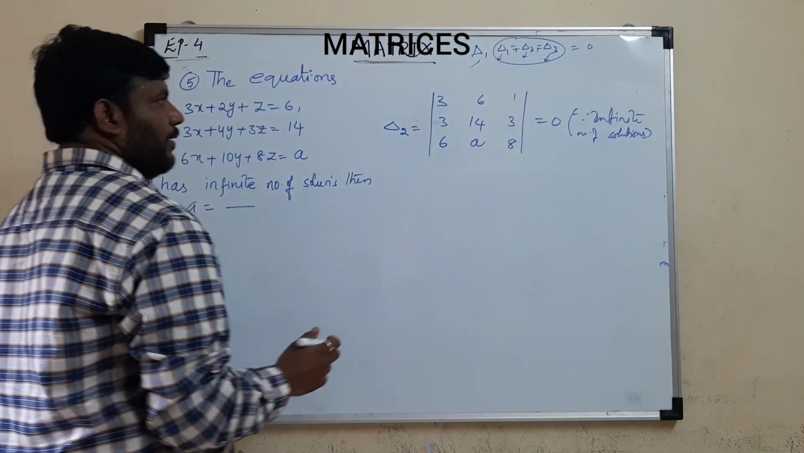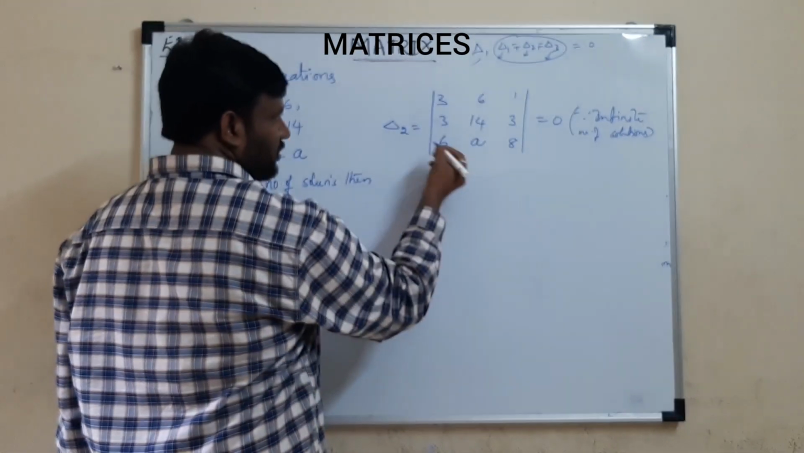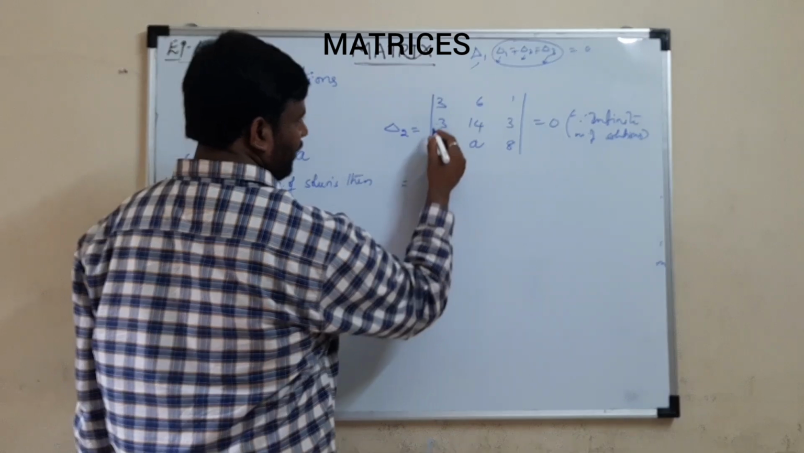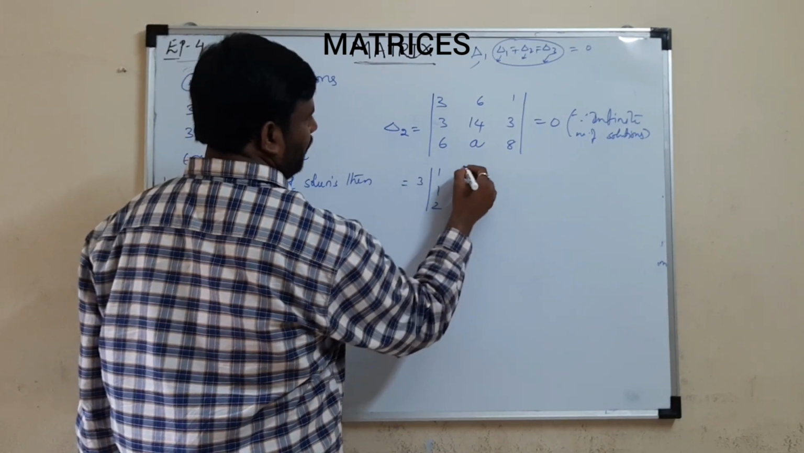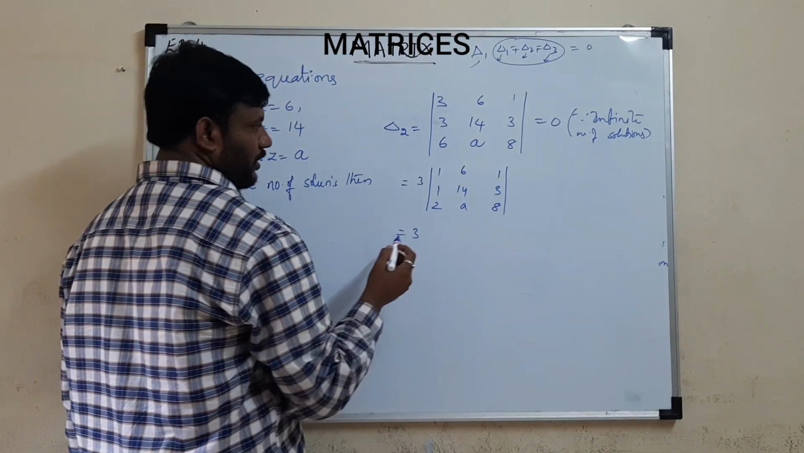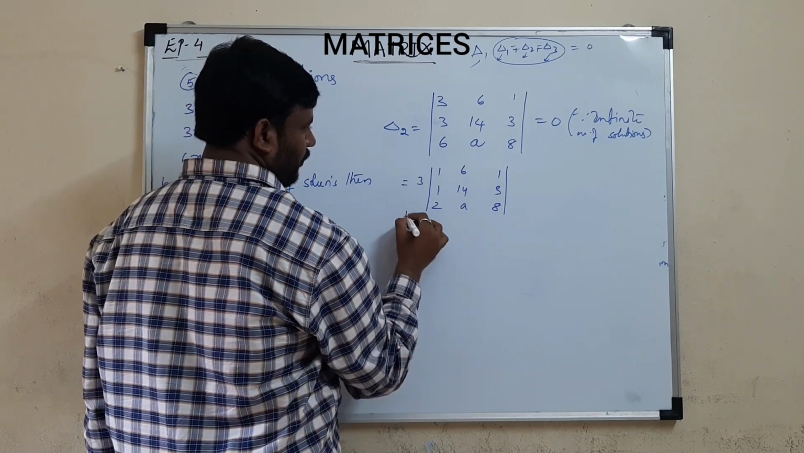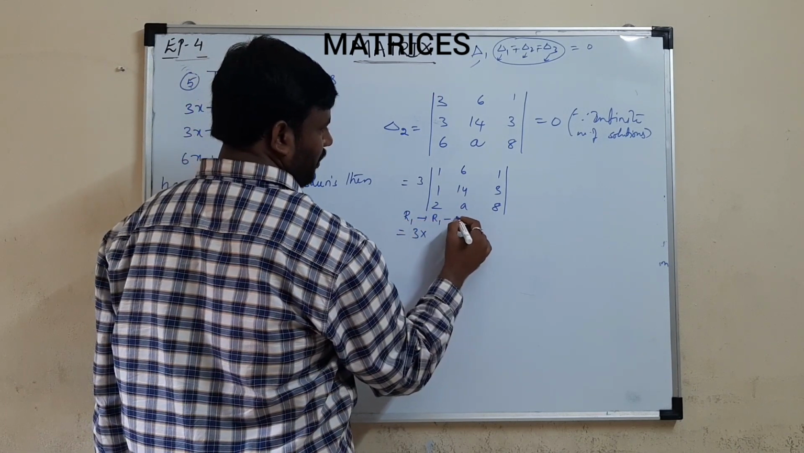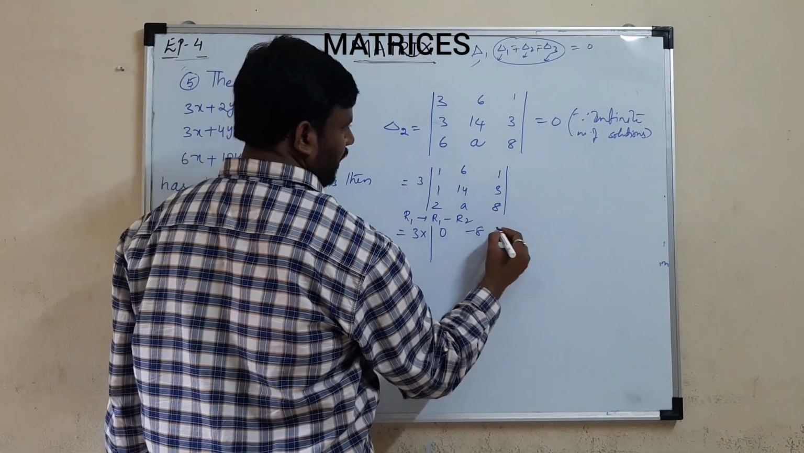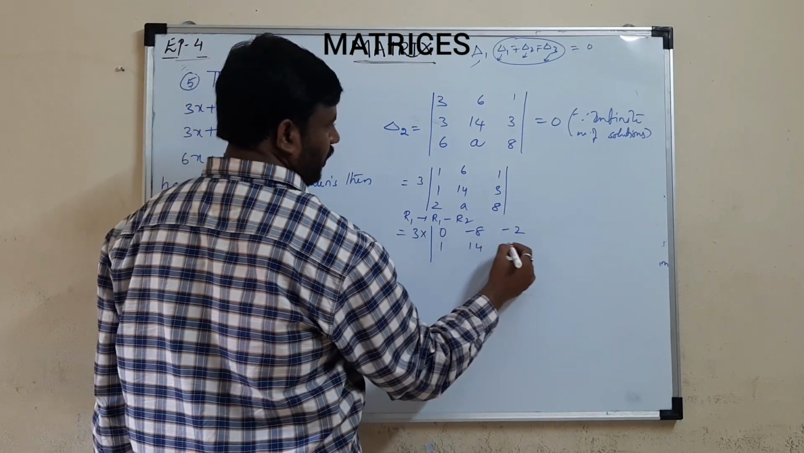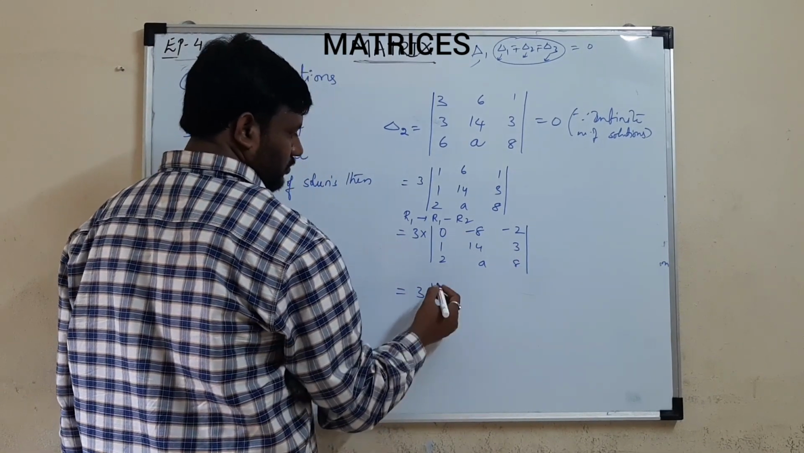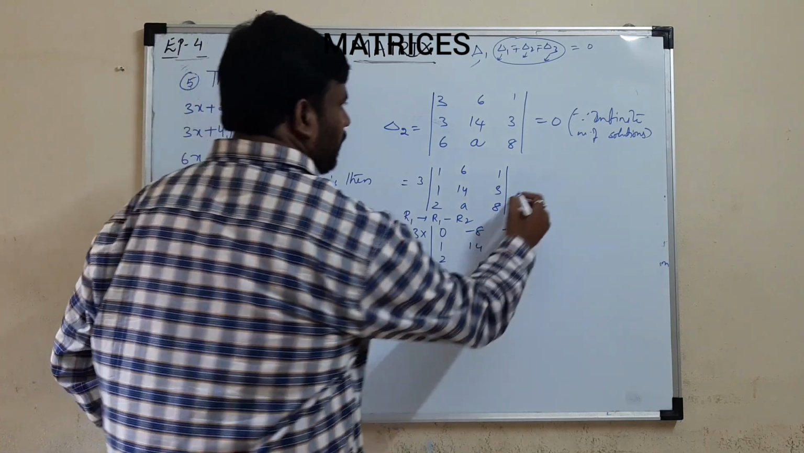Okay, students. So here now we go for the simplification. In the first column itself we have 3 common, so I can take 3 common from the first column and go for the simplification. One more simplification I go for here: I take R1 and change it to R1 minus R2. So I change it like this: 0, minus 8, minus 2, 1, 14, 3, 2, 8, 8, with 3 outside as it is.